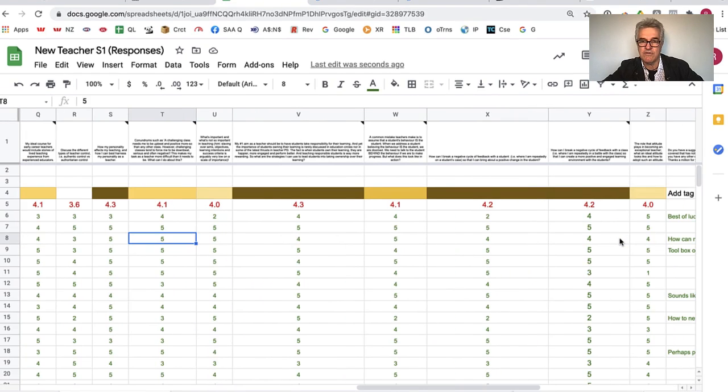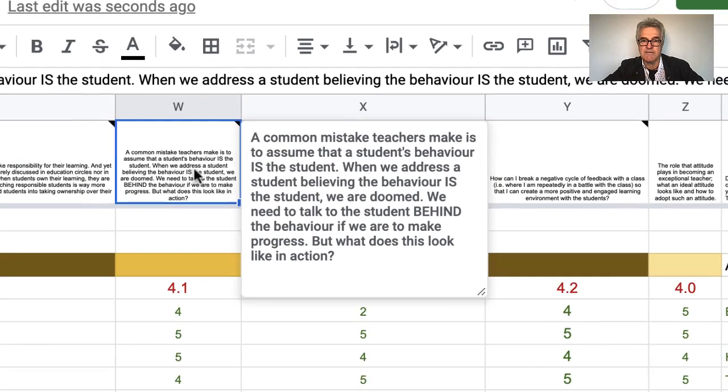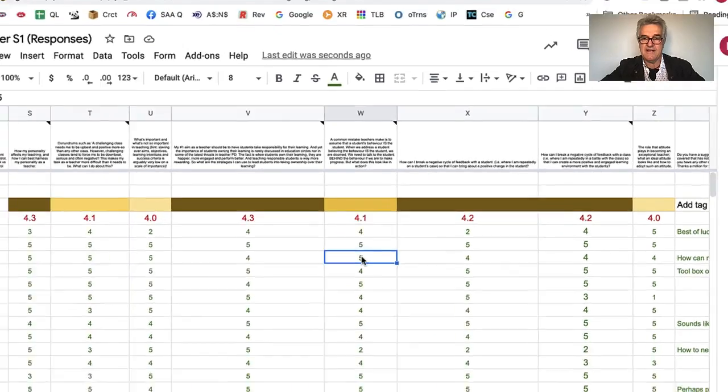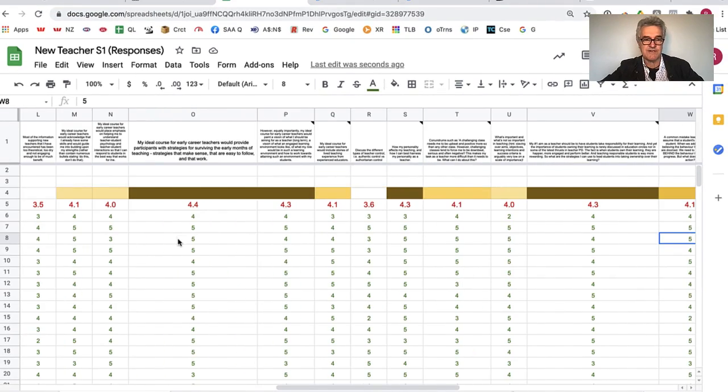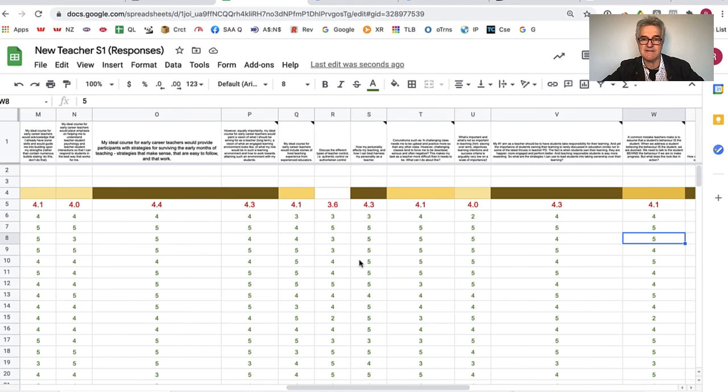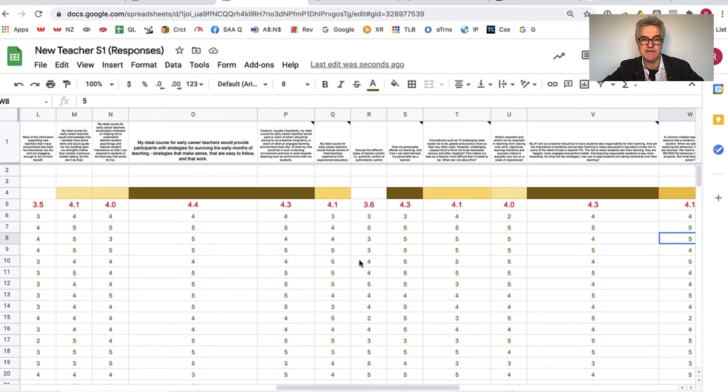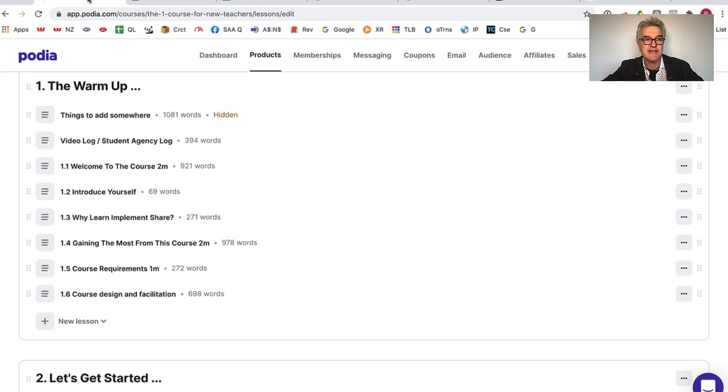And do one more, this 4.1 here. A common mistake is to assume that a student's behaviour is the student's. And again, we talk about this. This was a major revelation that I had later in my teaching career, and that is also an important little tidbit in the course. So, very happy that, well, pretty much everything rated highly, but there was some affirming feedback that this course is what people are looking for. So that's the survey. Let's now look at the actual course.